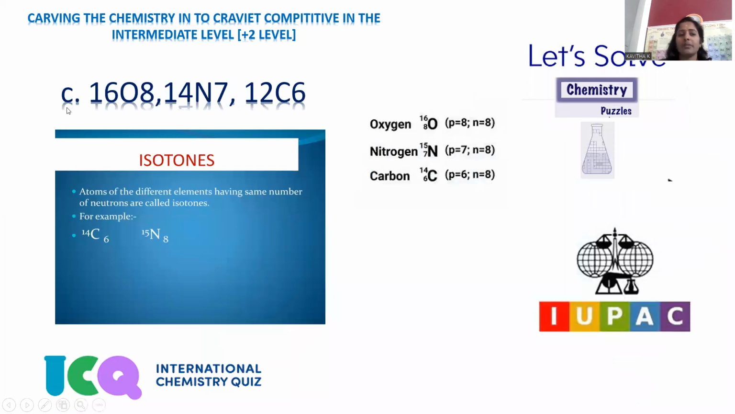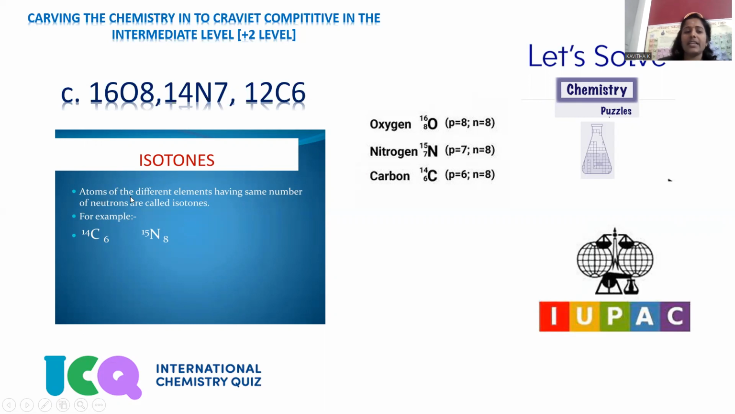Let's go with option C, where oxygen with atomic number 8 and atomic mass 16, nitrogen with atomic number 7 and atomic mass 14, and carbon with atomic number 6 and atomic mass 12 are provided. You can find oxygen with 8 protons, nitrogen with 7 protons, carbon with 6 protons, whereas the neutrons in these three elements are 8, 8, 8. So this kind of relation is called isotones. The relation is said to be isotones.